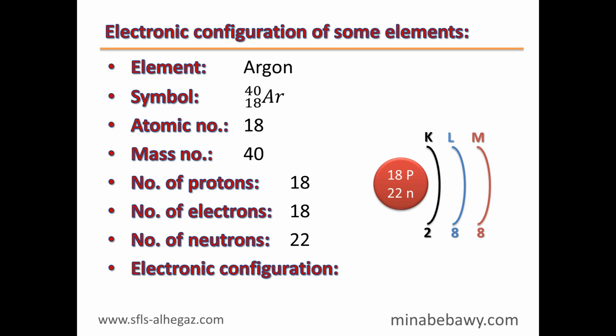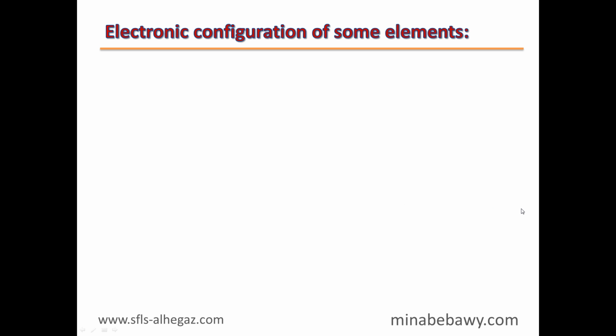The electronic configuration for argon: its nucleus contains 18 protons and 22 neutrons. Its argon atom contains 18 electrons which are distributed in 3 energy levels. The first energy level K takes 2, L contains 8, and M contains 8 electrons. So the electronic configuration for argon is K2, L8, and M8 electrons.